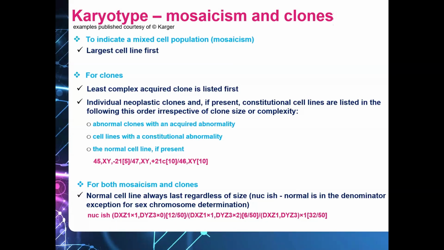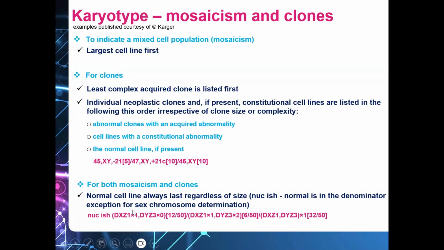When it comes to clones, it's the least complex acquired clone that's listed first, and the individual neoplastic clones, if they are present with constitutional cell lines, they're listed in the following order. So your abnormal clones with the acquired abnormality go first, then a cell line with a constitutional abnormality goes next, and then the normal cell line, if it's present, goes last. So this is an example, say, for instance, where you've got loss 21, it's in a trisomy 21 constitutional patient, and then it's a mosaic trisomy 21, so you've got a normal cell line there.